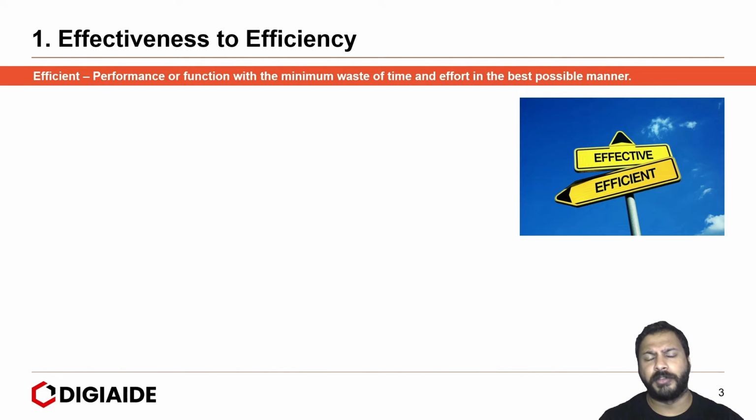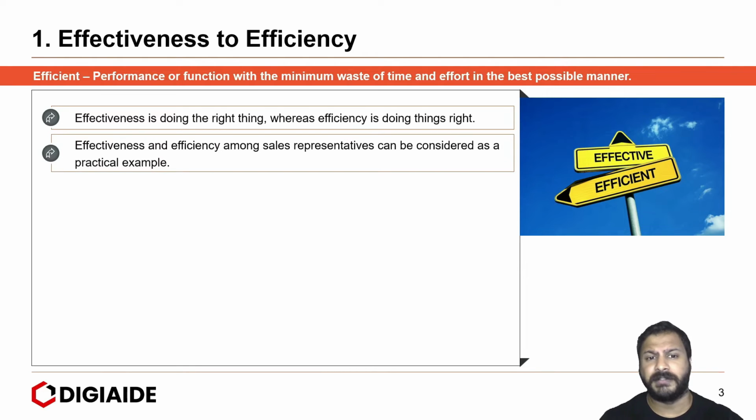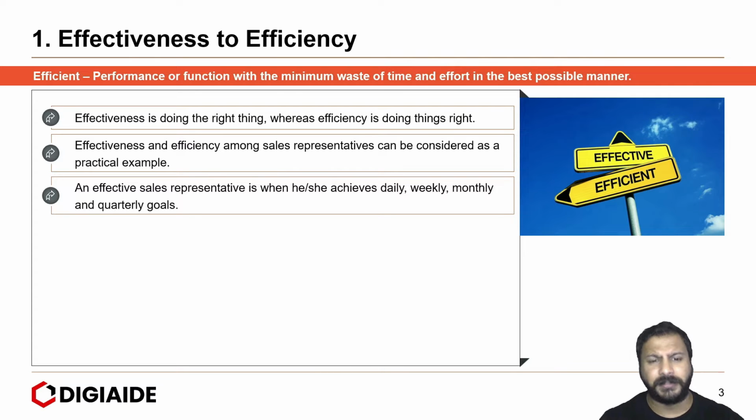Efficient is all about performance or function with the minimum waste of time and effort in the best possible manner. Effectiveness is doing the right thing, whereas efficiency is doing things right. Effectiveness and efficiency among sales representatives can be considered as a practical example. An effective sales representative is one who achieves daily, weekly, monthly, and quarterly goals.